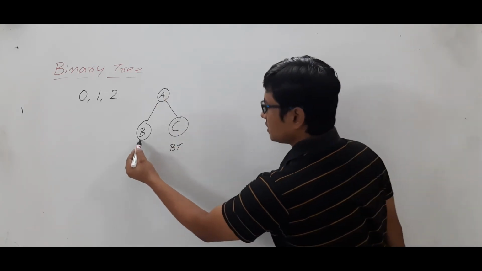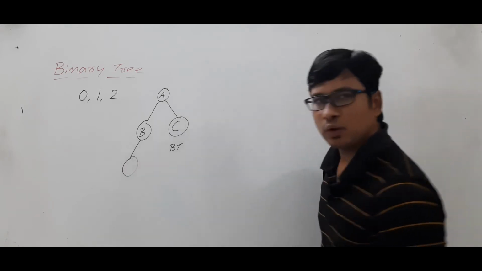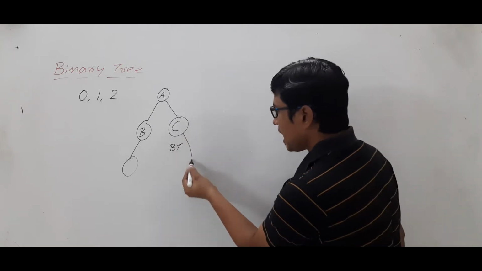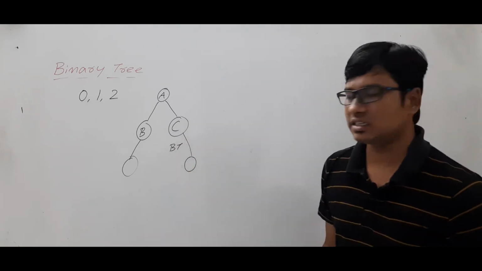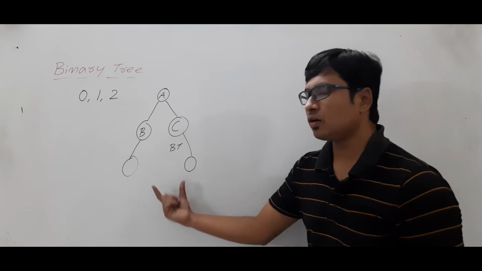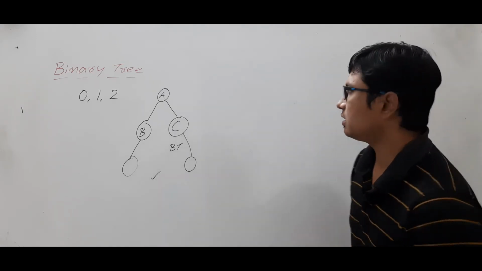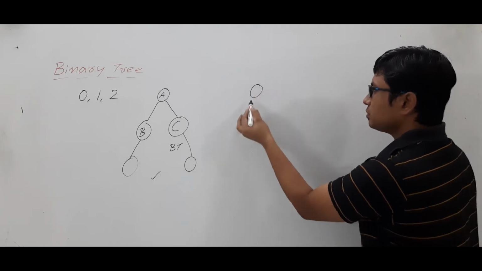Now let's say I am adding one more node which is a left child to B and I am adding one more node which is a right child to C. Still can I call it a binary tree? Yes, I can still call this a binary tree. Now let me take another example.